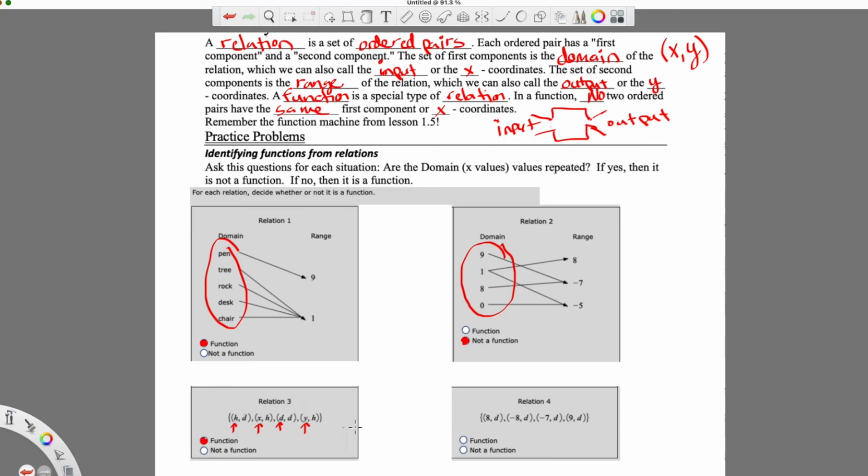All right, this one I have 8, -8, -7, and 9. So 8 and -8, those are not repeated. One is positive, one is negative, so they are all different. So this is a function. All right, so that is identifying functions from relations. So go ahead and go on, Alex, and give that a try.